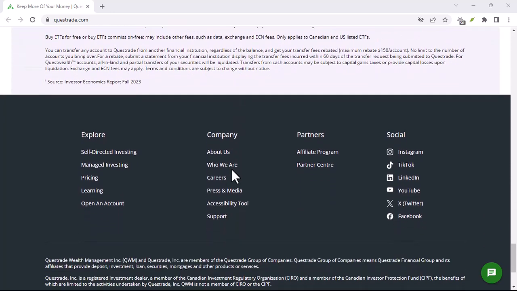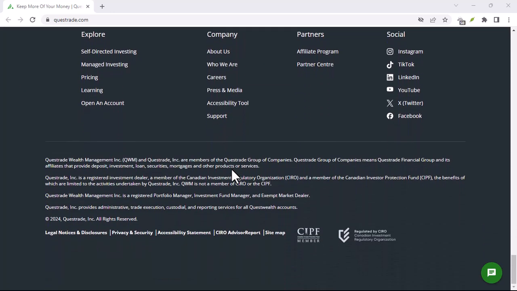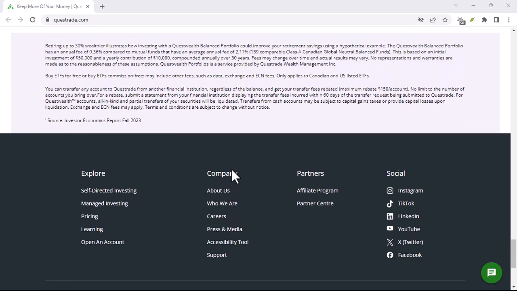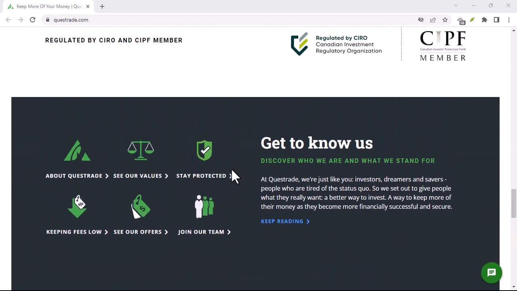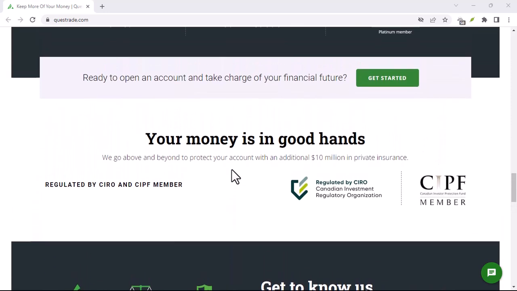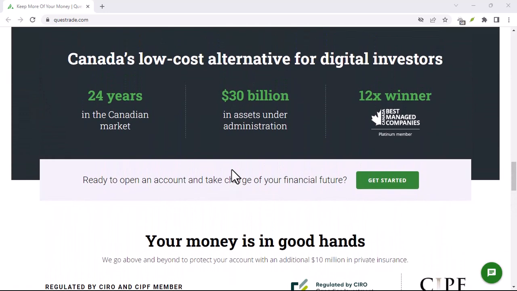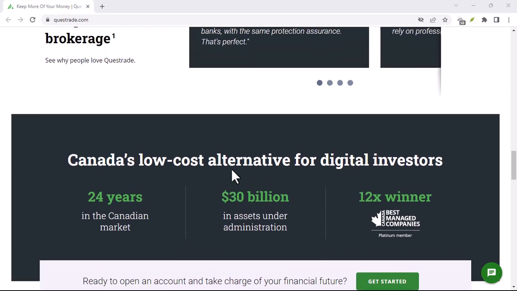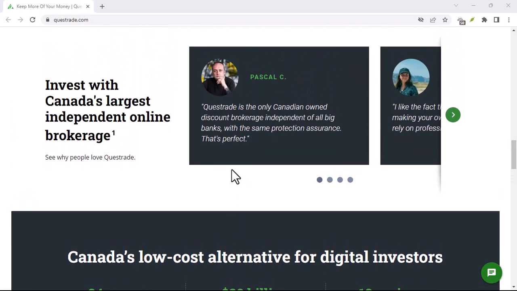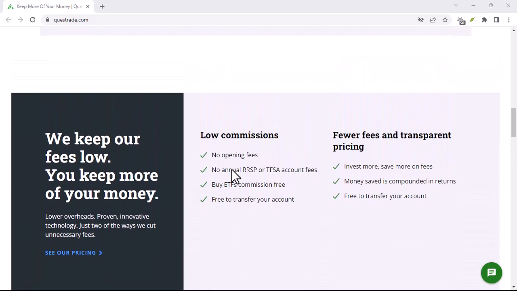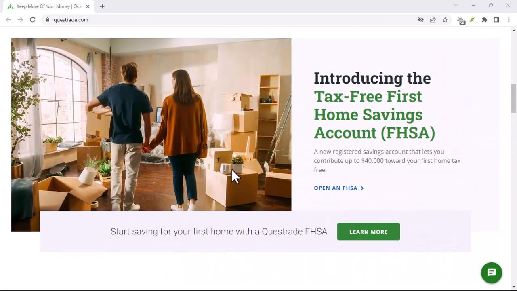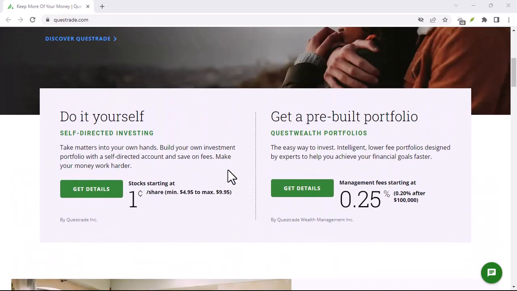Questrade also offers joint margin accounts, which allow two or more individuals to trade together. This can be useful for couples or business partners who want to manage their investments jointly. Another non-registered account is the cash account. This account doesn't allow for margin trading and is suitable for those who prefer to invest with their own funds. It's a simpler account type and a good option for beginners or those who want to avoid the risks associated with margin trading.